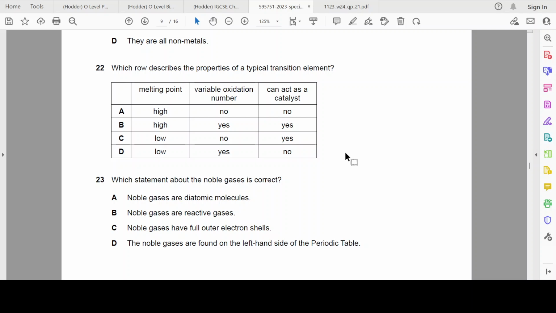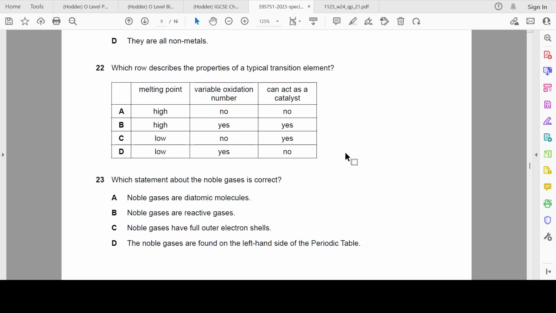right? They generally have variable oxidation numbers: iron 2, iron 3, copper 1, copper 2, manganese 7, manganese 2, all of those. So they have variable oxidation numbers, and they can be used as catalysts. You've got nickel, you've got vanadium. All of these are used as catalysts, so yes.